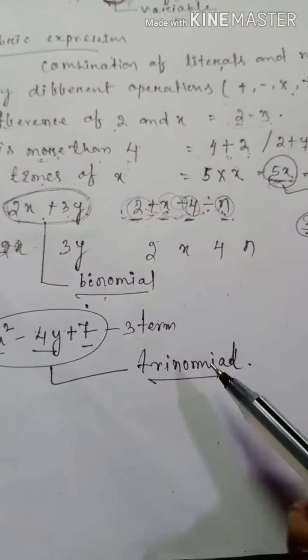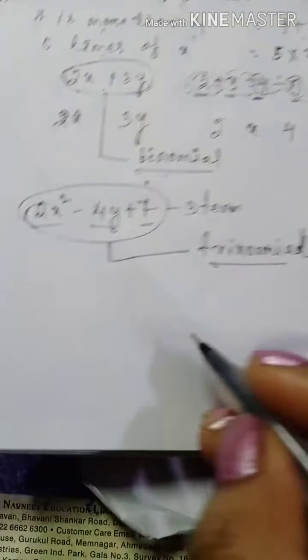If here, see, how many terms? 2, x, 4, n. How many? 4 terms are there. So this is a multinomial. Okay. Clear, students? These are the different types of expressions, algebraic expressions, according to the terms they have. Next point I want to tell is constants. What is that? Constant.